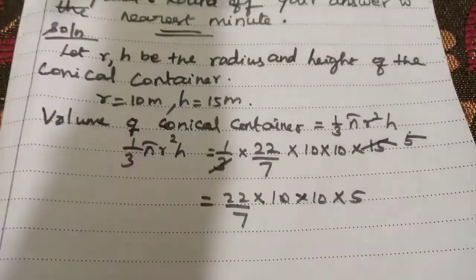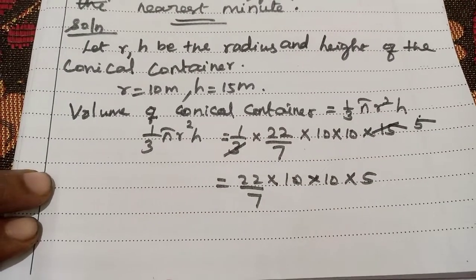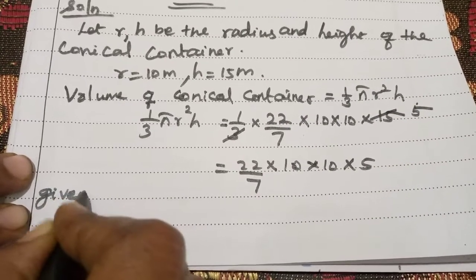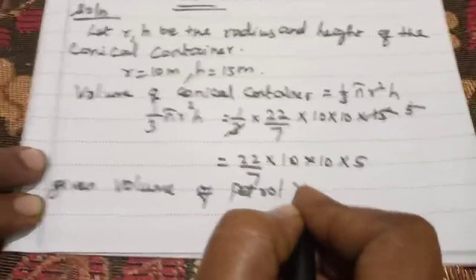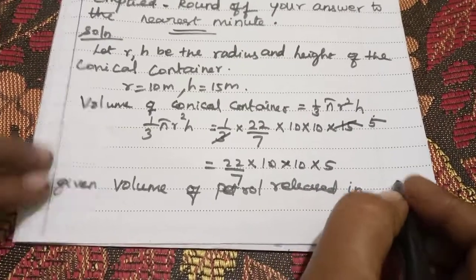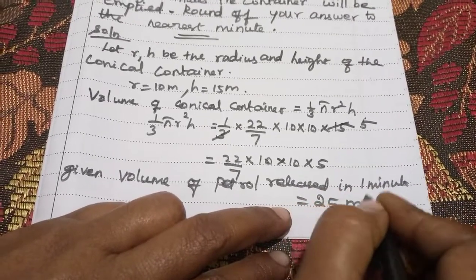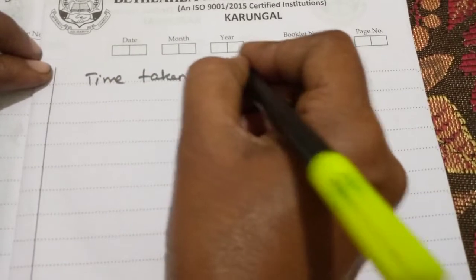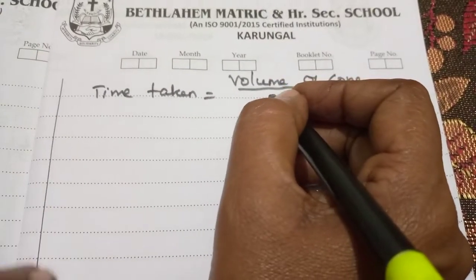We have to find when the cone will be empty. So the volume of petrol released in 1 minute is given as 25 cubic meter, or 25 meter cube. Given that, volume of petrol released in 1 minute equals 25 cubic meter. We have to find the time taken. How can we find the time taken? What is the formula for time taken? Time taken equals volume of cone divided by volume of petrol released in 1 minute.